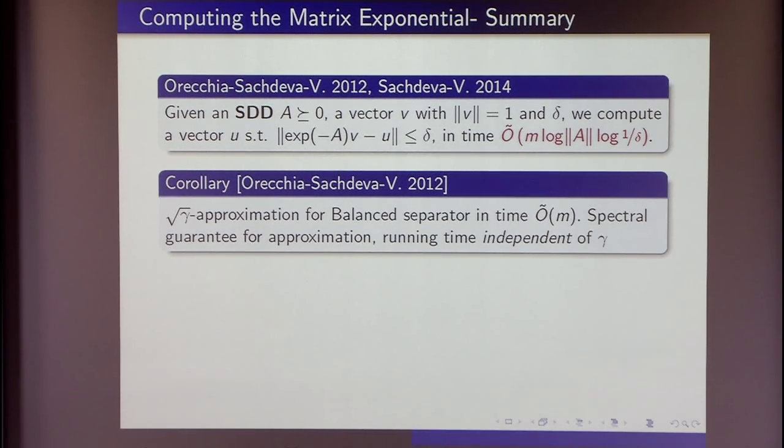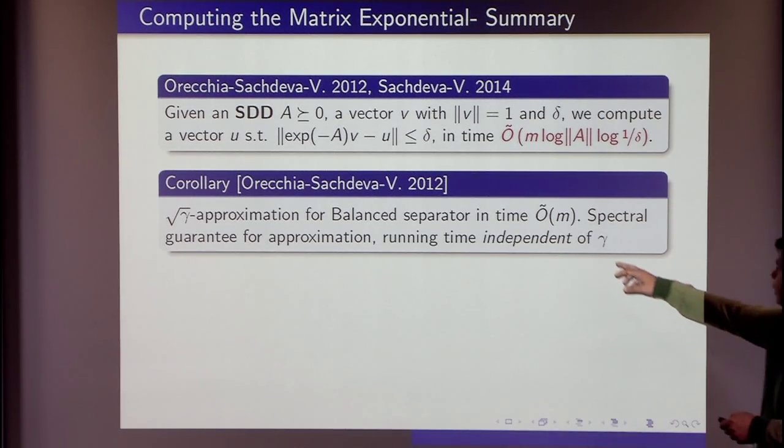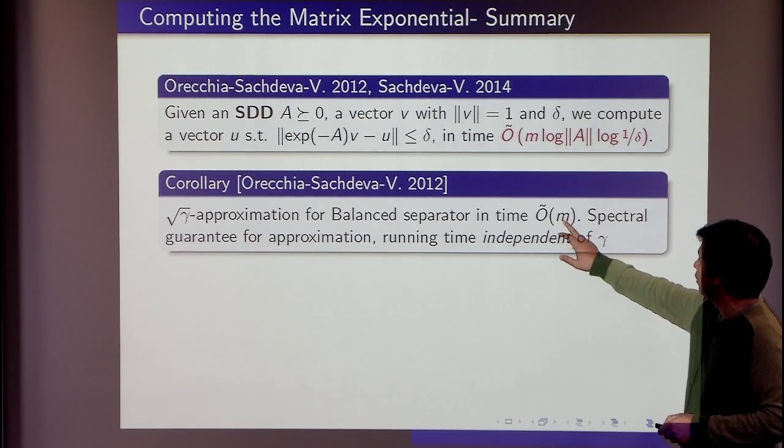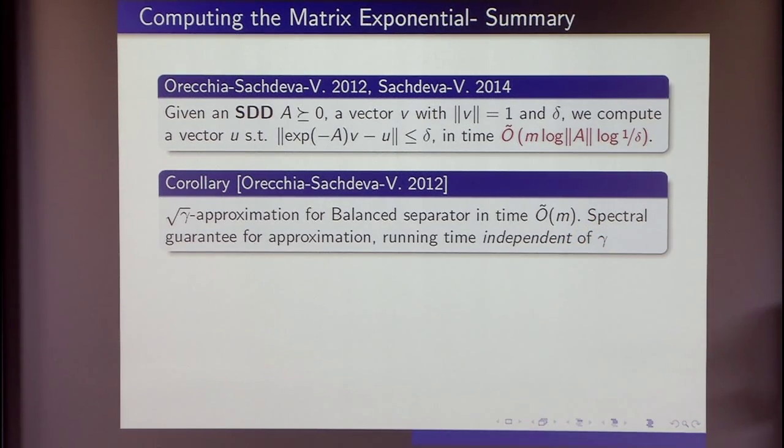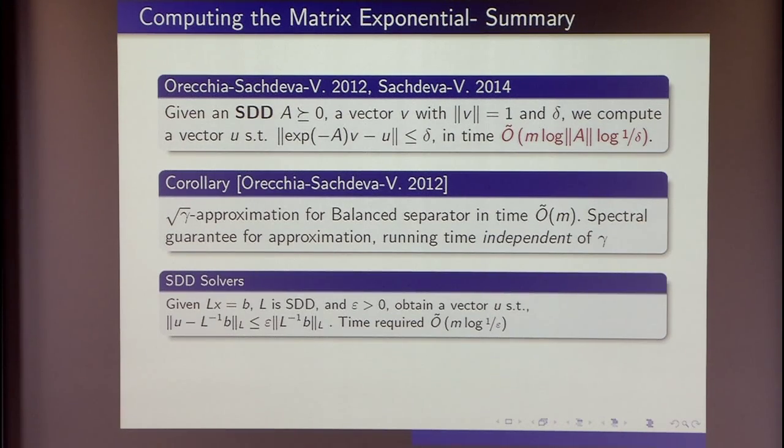And as a corollary, you could get, for instance, a linear time algorithm for the graph partitioning problem. Before, I showed a result where there was a gamma, so it was m by root gamma, and now we could even get rid of root gamma. And this is the SDD solvers that we used. Okay.